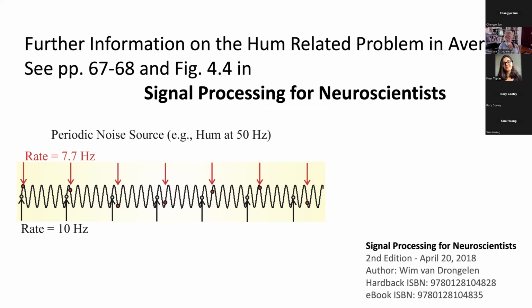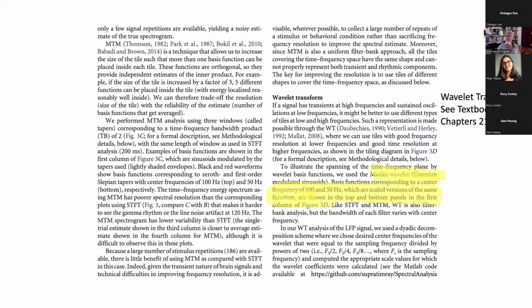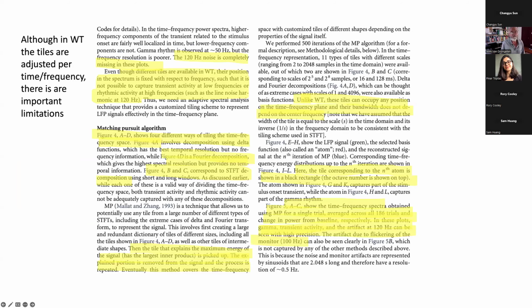Wavelet transforms. We kind of looked already at an example. I just want to point out again that there are 2 chapters in the textbook that deal with this. Good. Well, we talked about 120 Hertz.